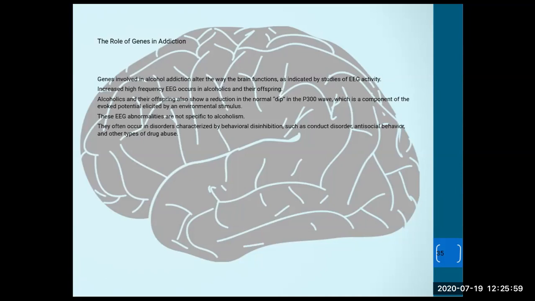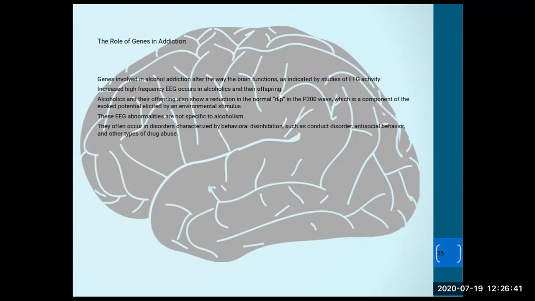one of the many ways that we can research and see the effects of genetics on potential substance use like alcoholism. So EEG abnormalities like that lack of dip in the P300 wave are also occurring in disorders that are characterized by behavioral disinhibition, personality disorders like conduct disorder, antisocial behavior, what we see in serial killers. Not comparing drug users to serial killers, but there is a pattern of drug use a lot of times in that type of individual, as well as other types of drug abuse.